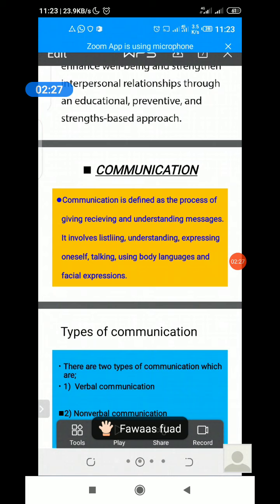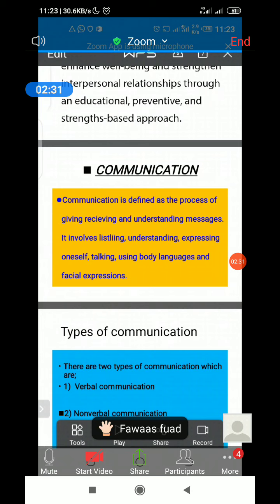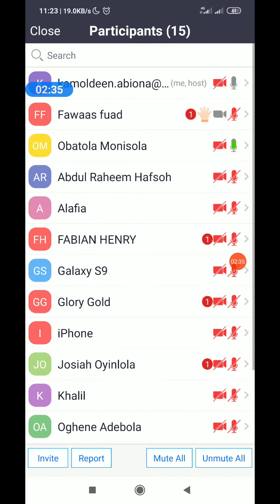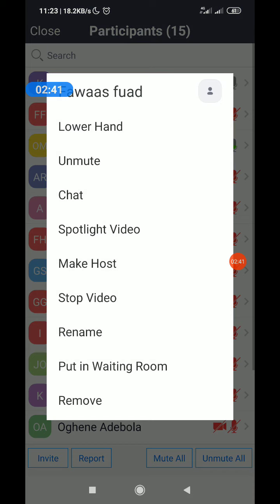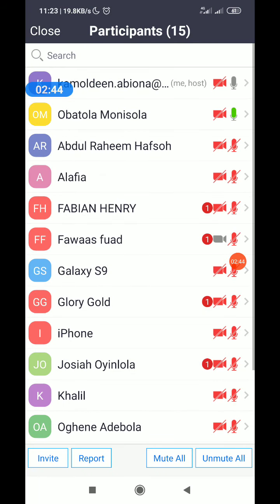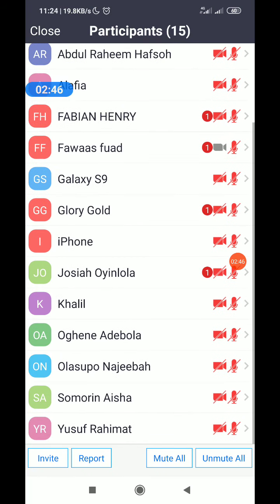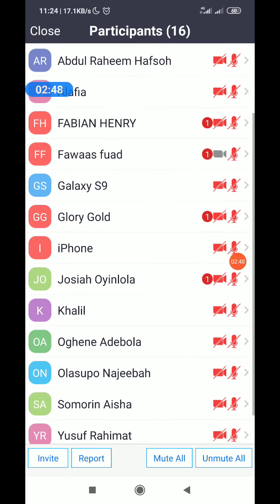Another one is talking. When your mom talks to you, like, let me say Aisha, what do you want to eat? And you give her the response, I want to eat rice. It means there is communication between the two of you by means of talking. Then body language. It is common among Yoruba parents, like my mom now.